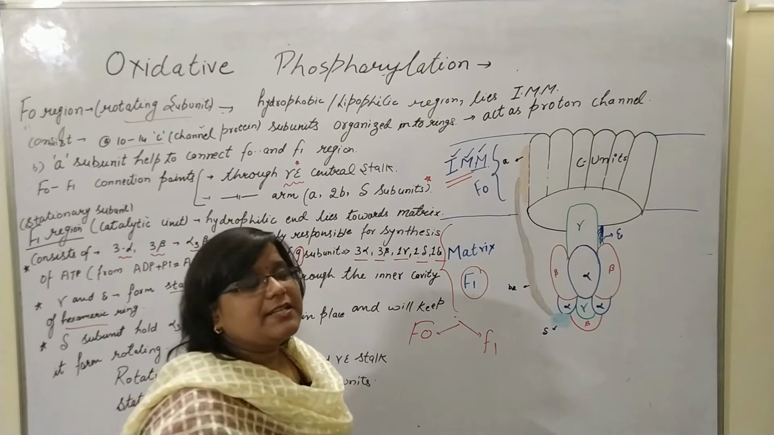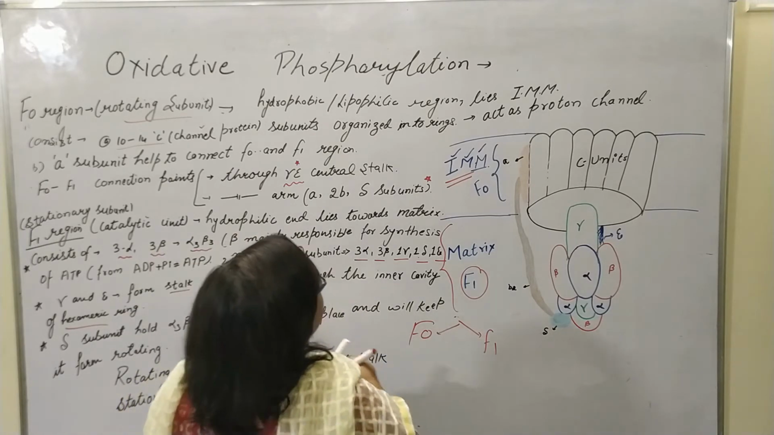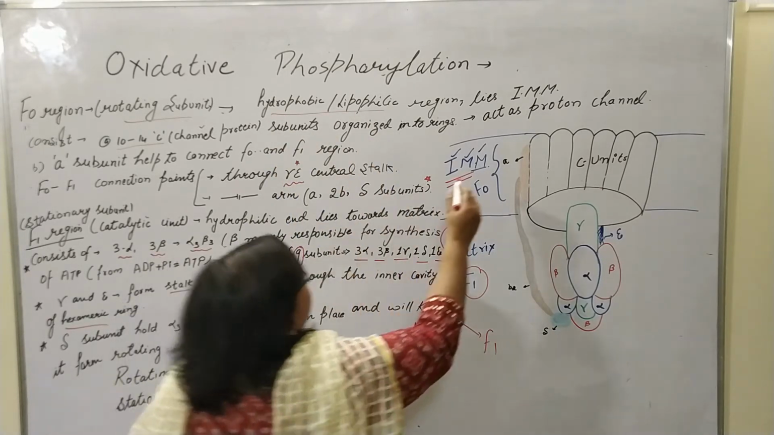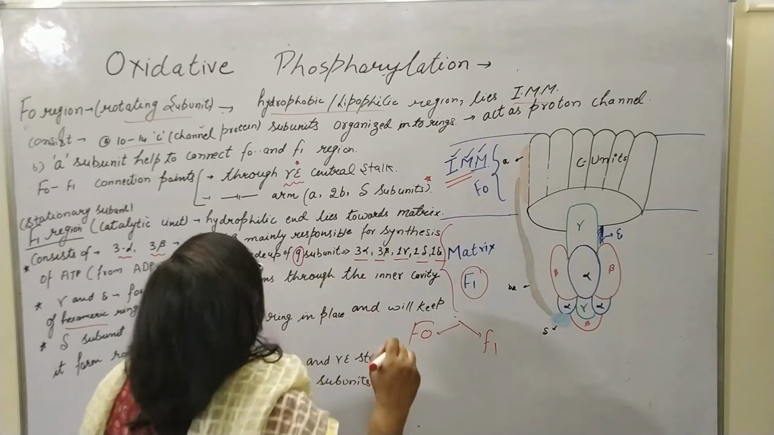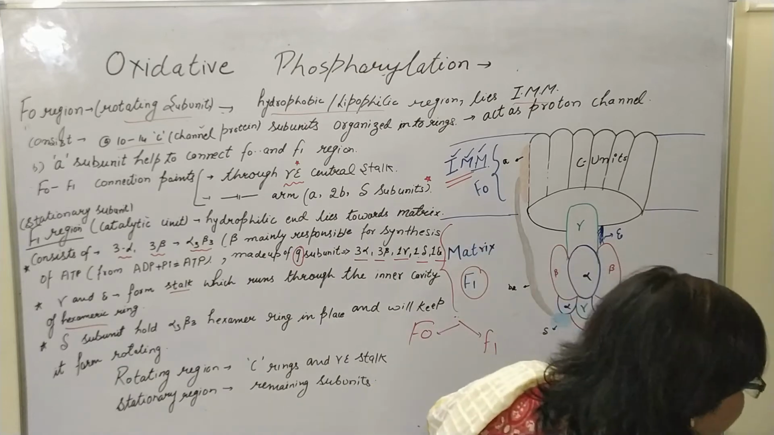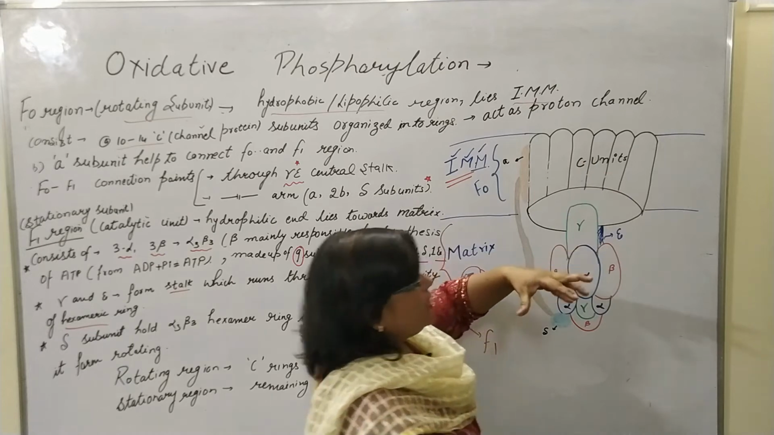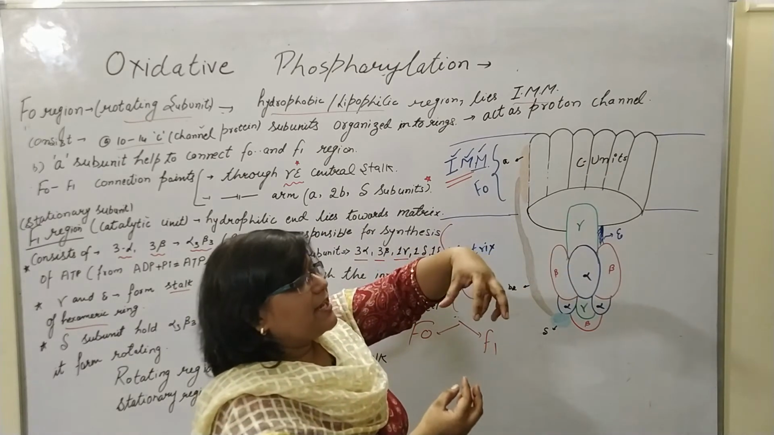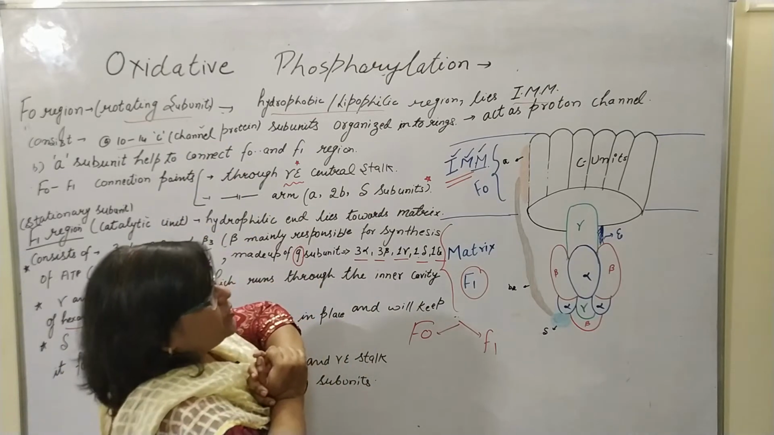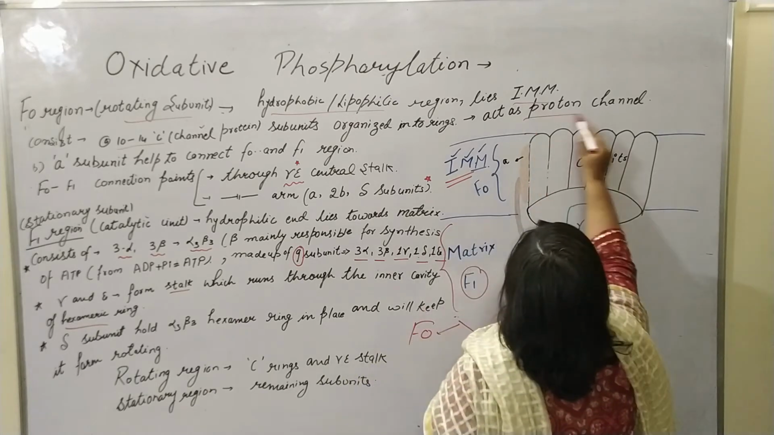The membrane nature is lipophilic, so the F0 unit's nature is also lipophilic or hydrophobic. It lies in the inner mitochondrial membrane. It consists of 10 to 14 channel proteins or C proteins. Such C proteins I have drawn here. These channel proteins are polypeptides, and they act as a proton channel.